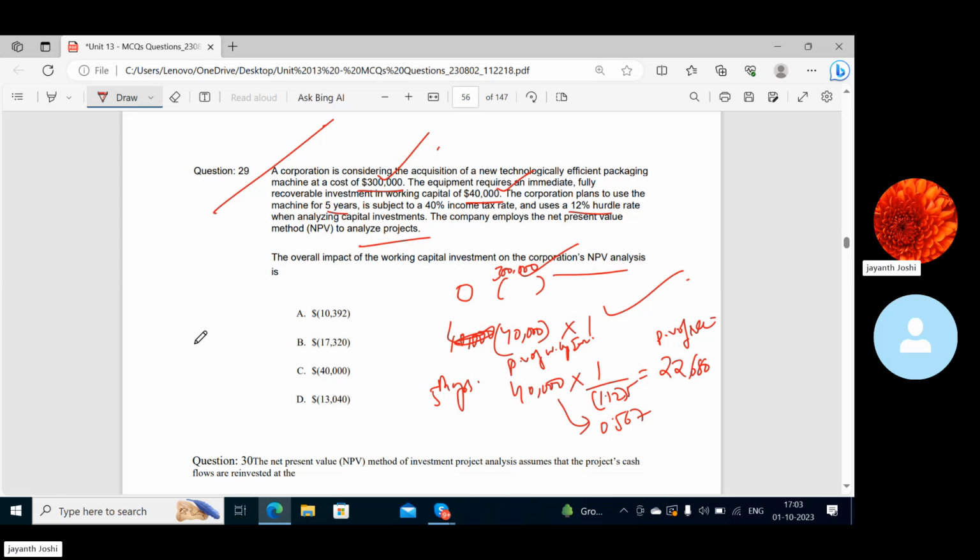As on today, you are recovering 22,680 and you are investing 40,000. Is there a decrease or increase? Decrease. Decrease of how much? 17,320. Because what you have invested, you haven't recovered, right? In fact, less amount has been recovered. So what is the answer? 17,320. Just make a note of this.